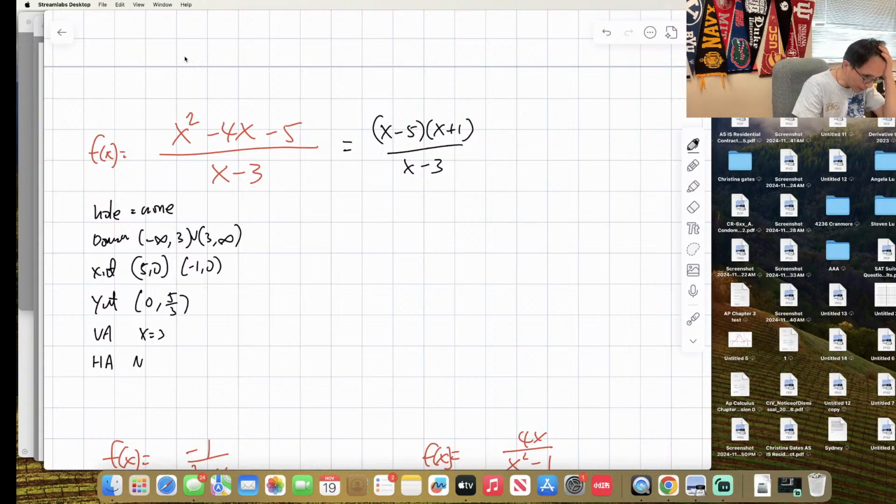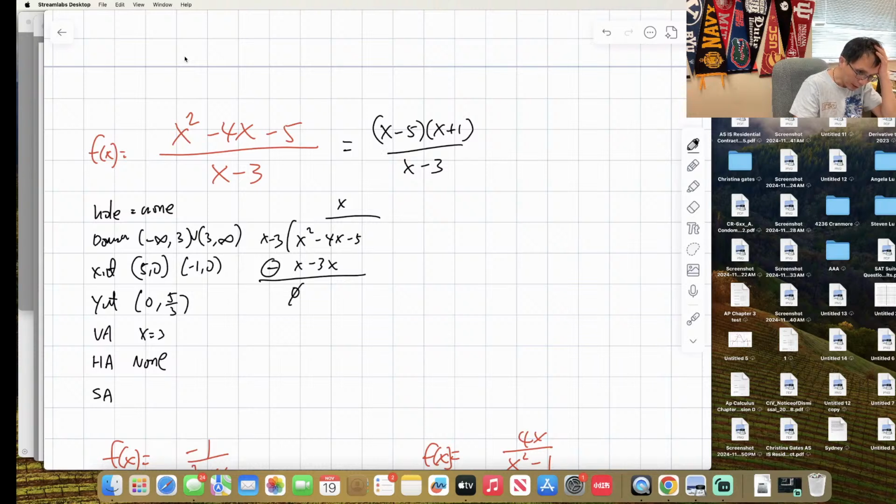Horizontal asymptote is none because the numerator is 1 degree higher than the bottom. So there's no horizontal. This is okay. Now the slant asymptote is going to be long division, so I'm going to work it out. That's going to be x squared minus 4x minus 5, divided by x minus 3. So that's x times x minus 3, and subtracting gives you negative x minus 5. So -1 times x minus 3, it'll be negative x plus 3.